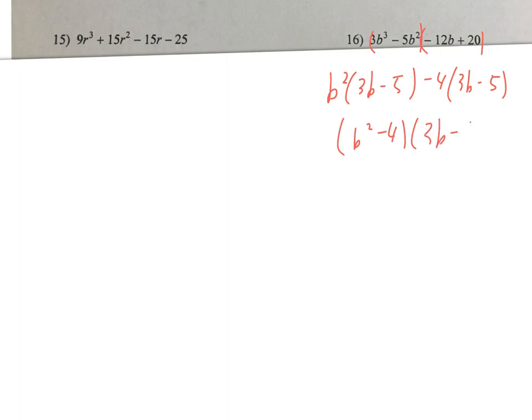All right, last up here, we just have a straight grouping problem. So I'm going to group these two together and those two. The first group, I can take out b squared, which leaves me with 3b minus 5. The second group, I can take out a negative 4, which leaves me with 3b minus 5 as well. So I can make this b squared minus 4 times 3b minus 5. However, I see that I can split this one up further since it's the difference of two perfect squares. I can make it b plus 2, b minus 2 times 3b minus 5.